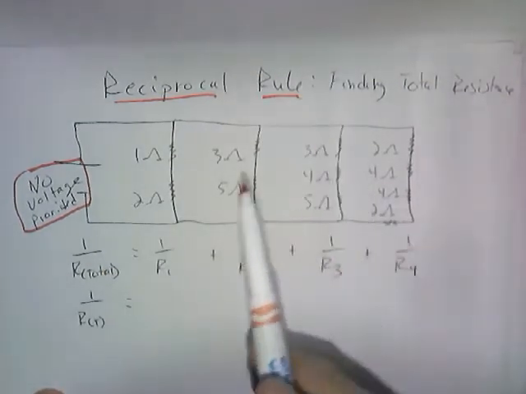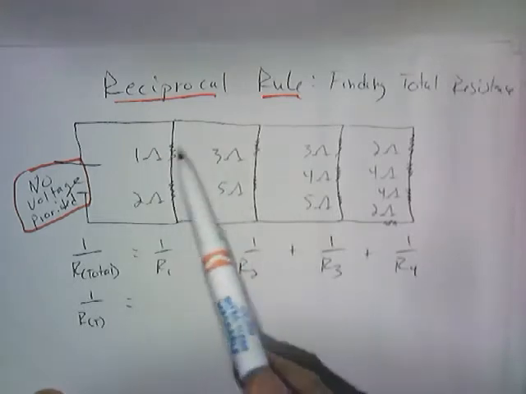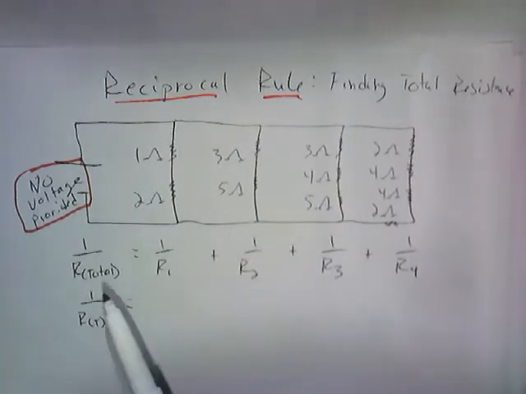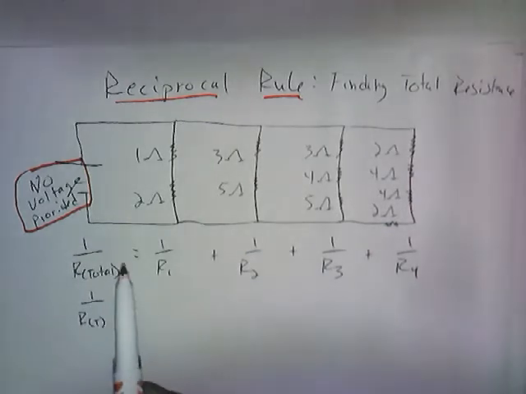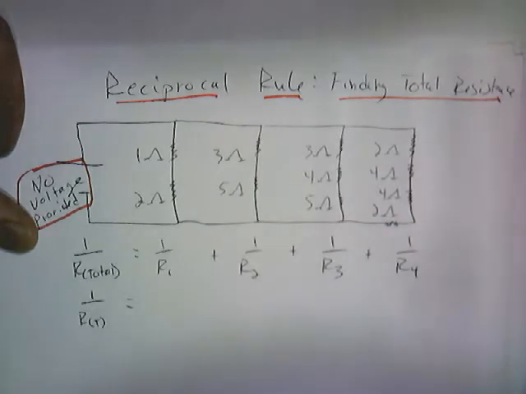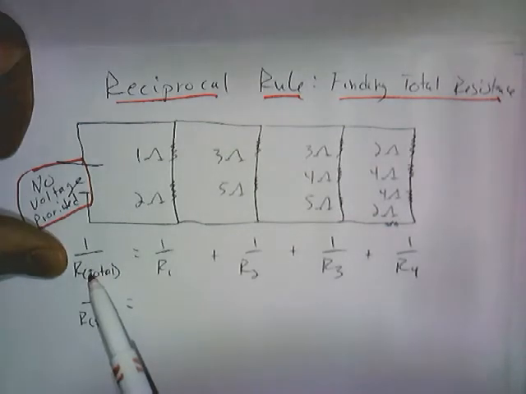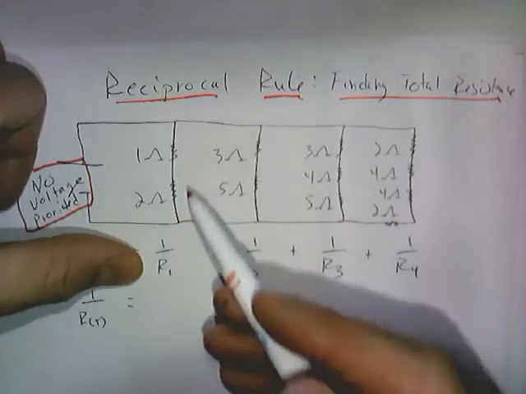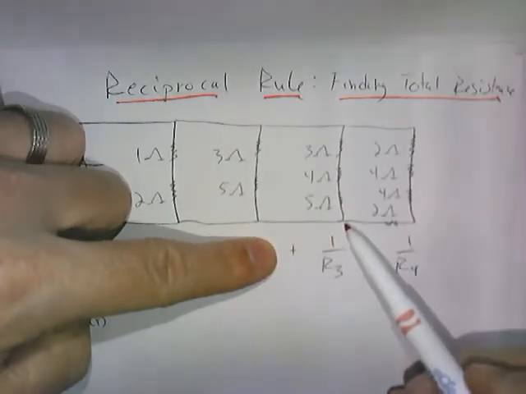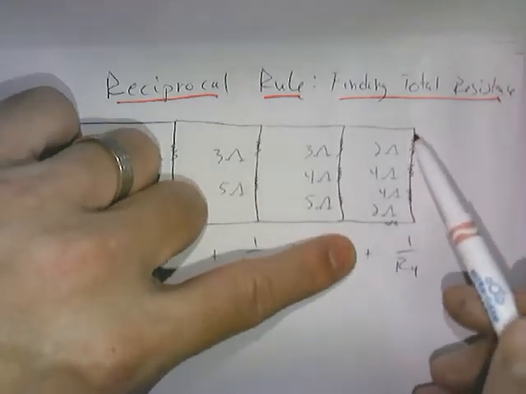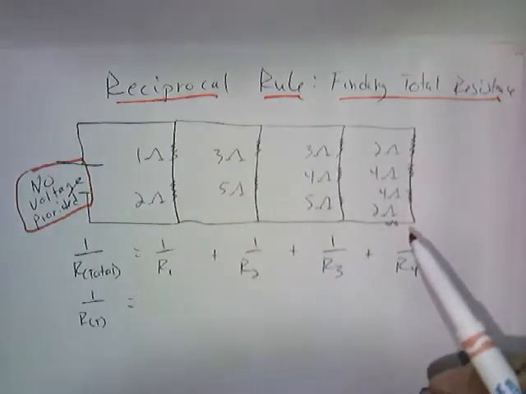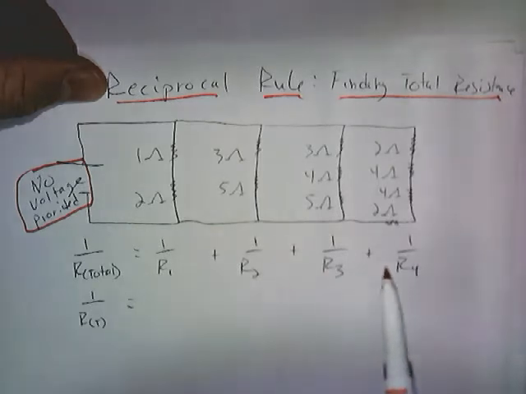The reciprocal rule allows us to take the existing branches and make sense of calculating the total resistance. Here's the language for finding total resistance. 1 over the total resistance equals 1 over the resistance in branch 1, plus 1 over the resistance in branch 2, plus 1 over branch 3, plus 1 over the resistance of branch 4. We need to make sure we can set this up correctly.